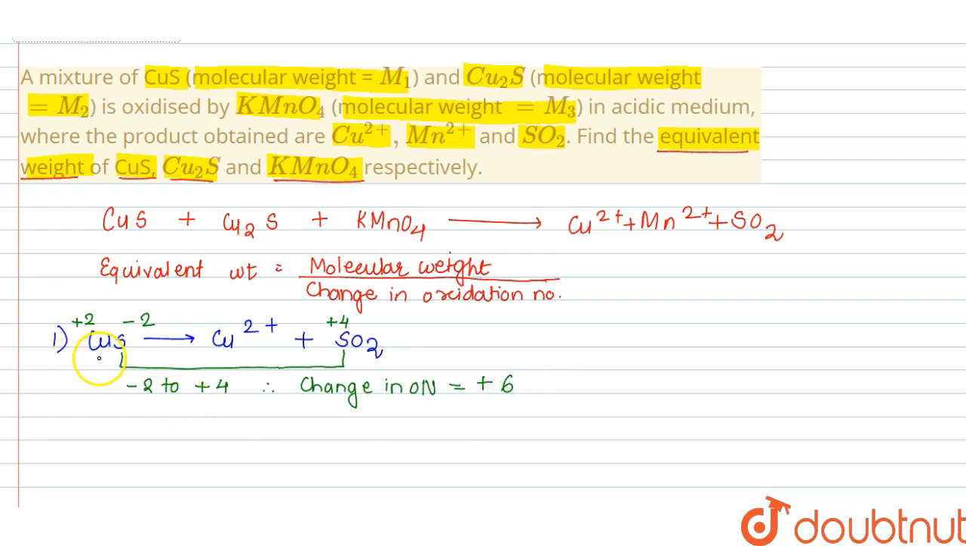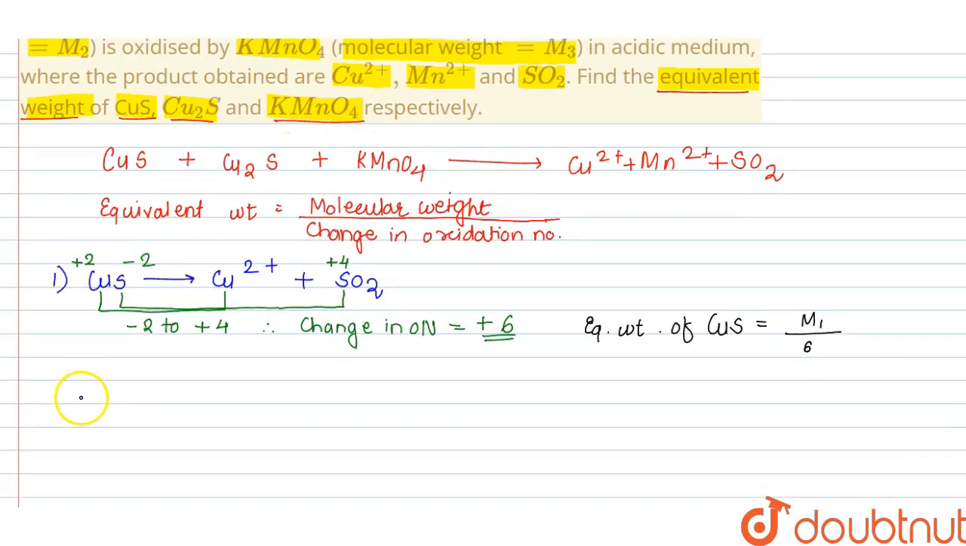And when Cu2+ changes to Cu2+, there is no change in oxidation number. So the total change in oxidation number here is +6, and therefore equivalent weight of CuS is equal to its molecular weight M1 upon change in oxidation number 6. So M1 upon 6 is the equivalent weight of CuS.